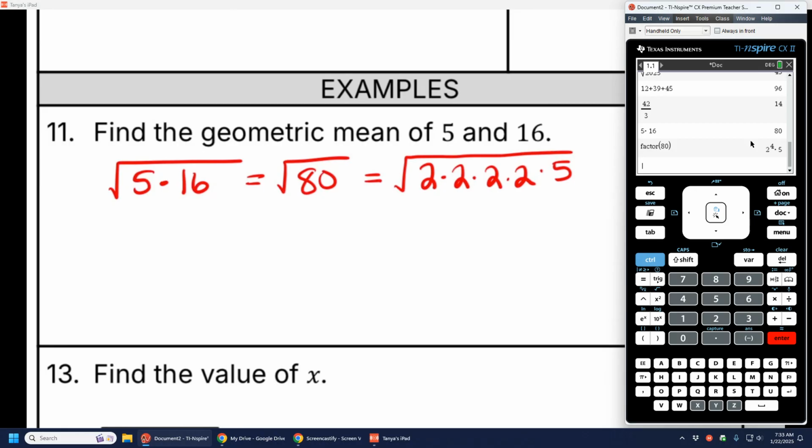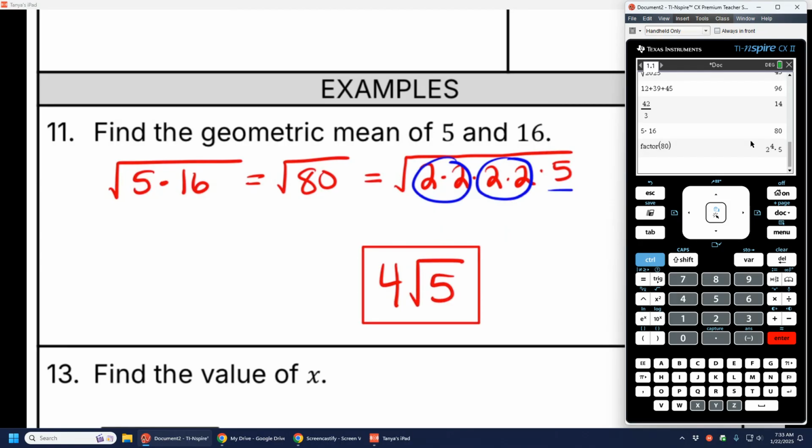Okay, so we're looking for pairs. Here's a pair of 2's, and then another pair of 2's, and then the 5 is alone. So when you write this, you only write the number once for each pair. So 2 times 2 gives me 4. Then that 5 was all alone, so that's going to stay on the inside.